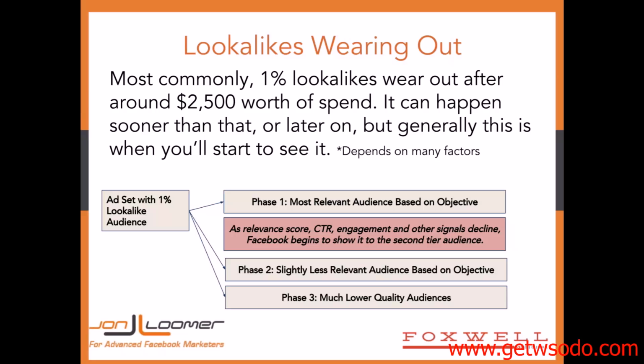So it goes kind of that. Think about it in phases, right? Phase one, it's finding those most relevant people, and as a relevance score, CTR, negative feedback, as John said, engagement, other signals. By the way, I'm definitely thinking about writing a book called Signals, which is about the Facebook ad auction, because it's all what it boils down to. And as those things decline, Facebook begins to show it to the second tier audience, slightly less relevant audience based on objective. And then as phase 3 and phase 4 go on, it's finding more people as you scale, but they're less relevant. So that's kind of a common issue that you have.